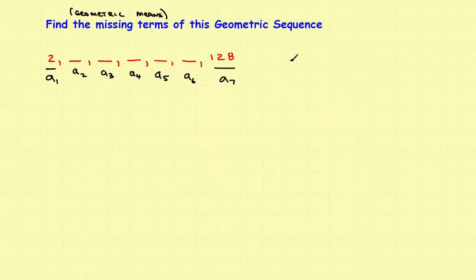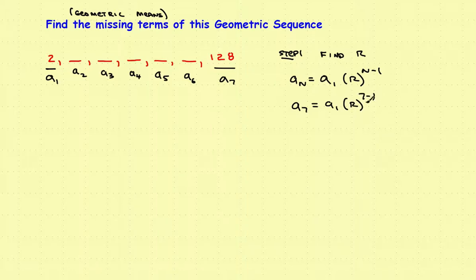So in this case, we'll go with step number 1 over here. Step 1 is to find the common ratio. Now to do that, we'll use a sub n is equal to a sub 1 times r to the n minus 1 power. Now let's plug in the things we know. We'll use a sub 7 is a sub 1 times r to the 7 minus 1 power.